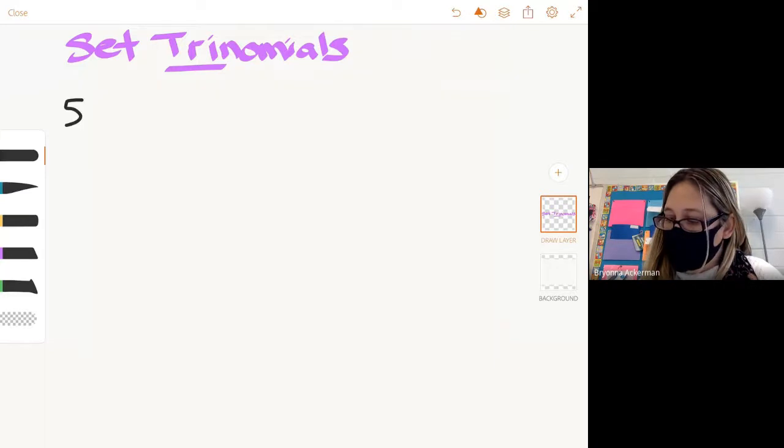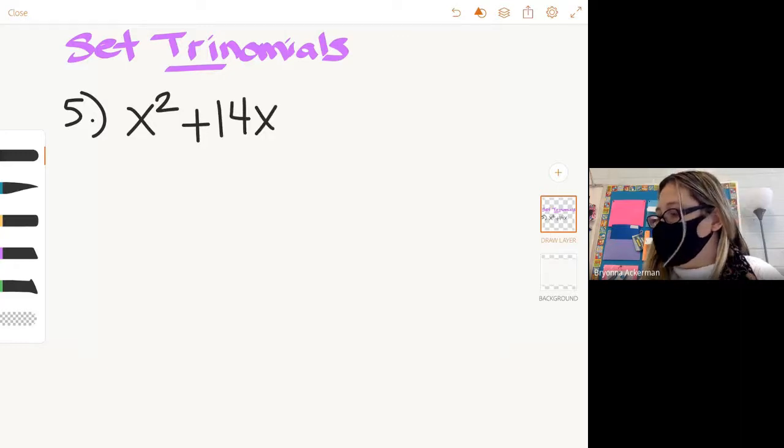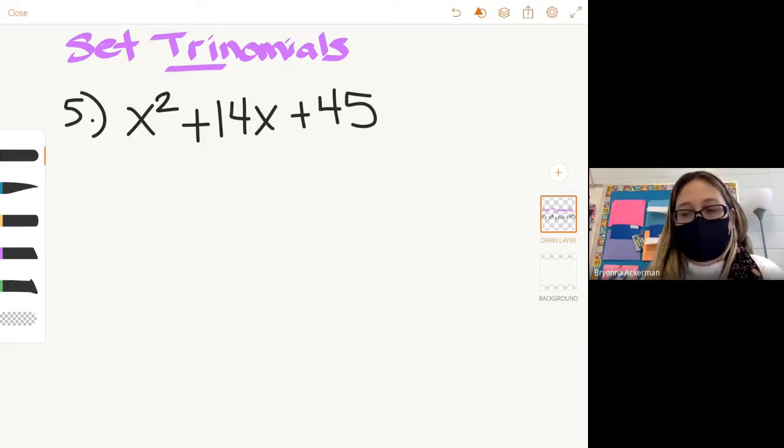Number 5, I have x squared plus 14x plus 45. So the first thing you want to look for always is, is there a greatest common factor? Is there something that I can take out of each of those that they have in common? So we first look at the numbers. We have a 1, a 14, and a 45. Can something go into all of those? No, just 1, but we're not going to pull out a 1, right?